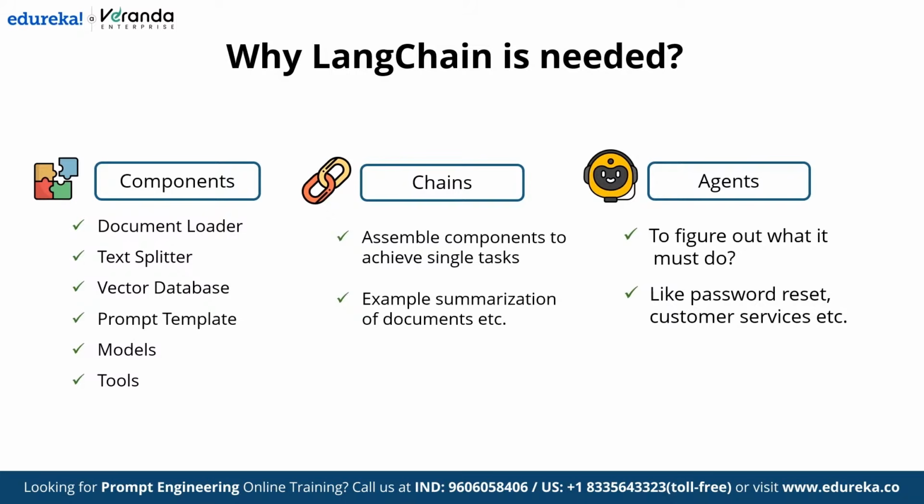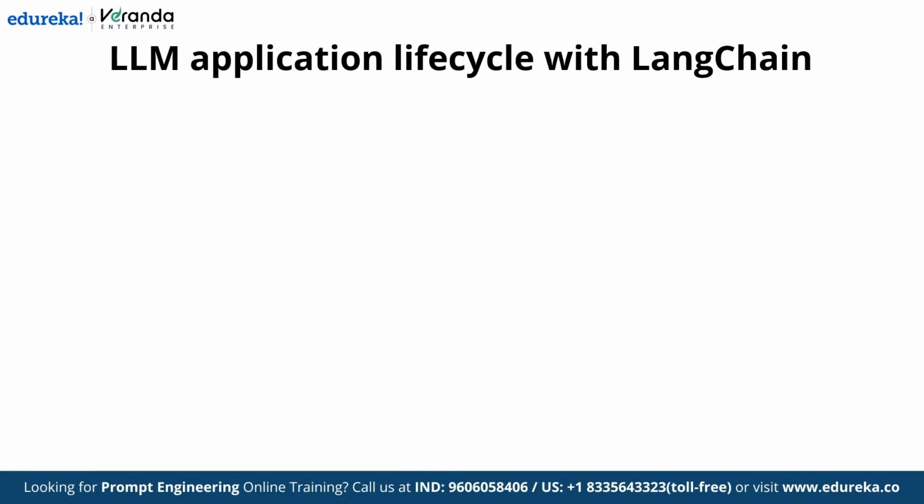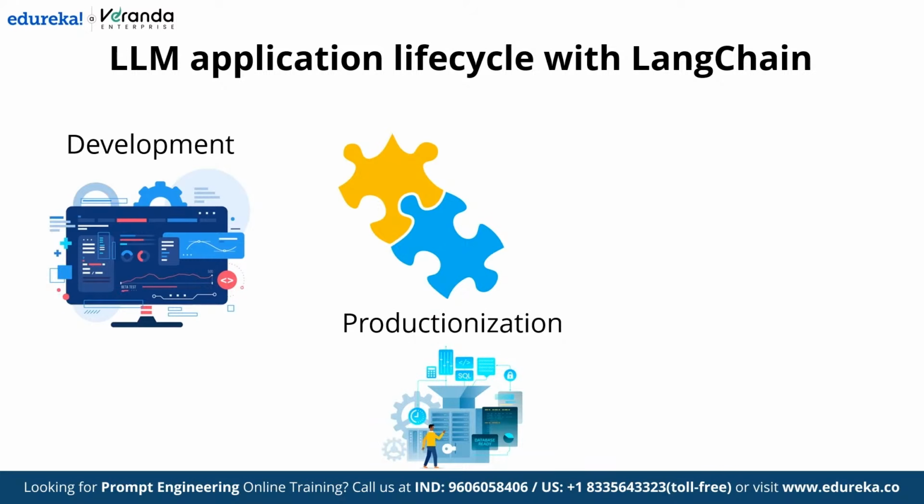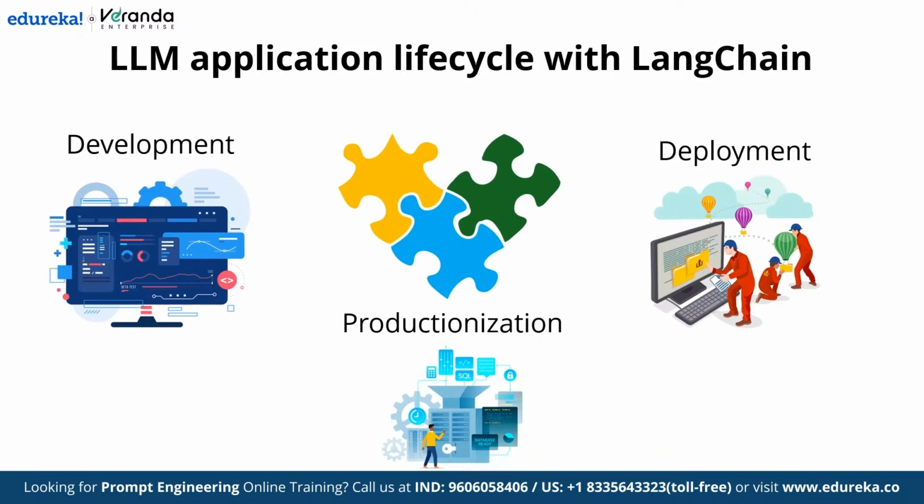Now that we understand LangChain's core components, let's explore how it streamlines the LLM application lifecycle. It typically involves three key stages. First is the development, where you build and test your application. Then productionization, where the system is fine-tuned for real-world use. And finally, deployment, where the final product is launched for users. So LangChain simplifies this lifecycle, allowing you to focus on building without worrying about the underlying complexity.